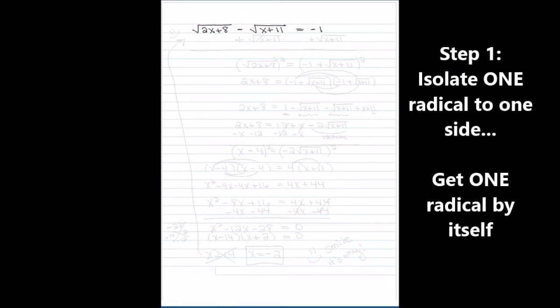What we have here is an equation with two radicals in it. So we're going to take another approach. If you have two radicals, you want to try to isolate one of the radicals. In order to do that, I'm going to move the square root of x plus 11 to the other side, just to isolate the other radical.